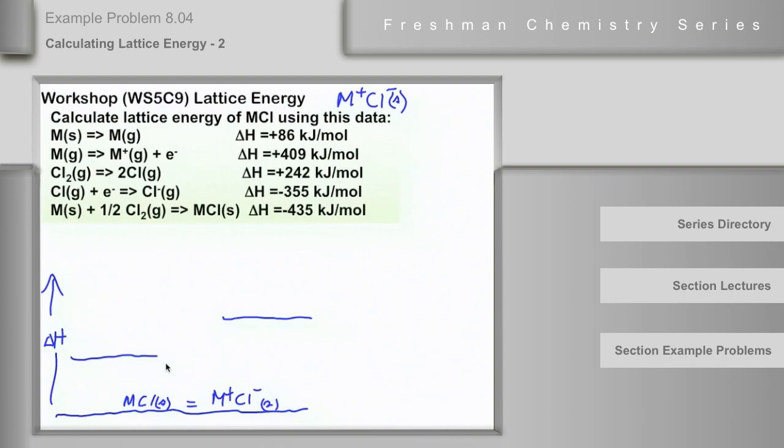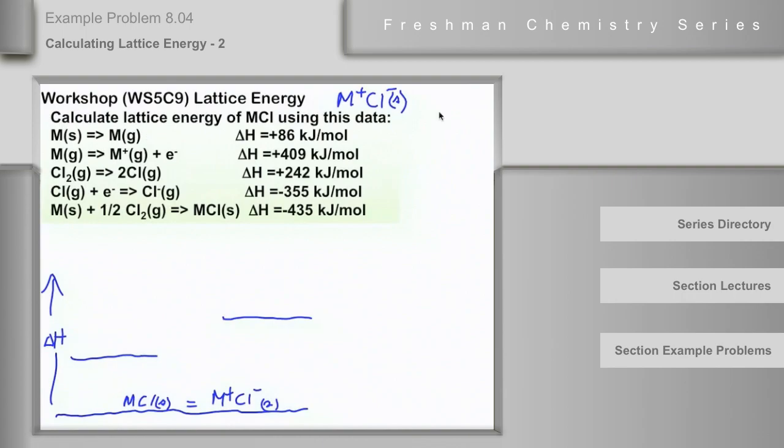This workshop seeks to calculate the lattice energy of a hypothetical ionic compound, M+ Cl−. It gives us data to help us in this, so I want to review with you the steps that you need. When you run into these problems, you'll know exactly where to start.